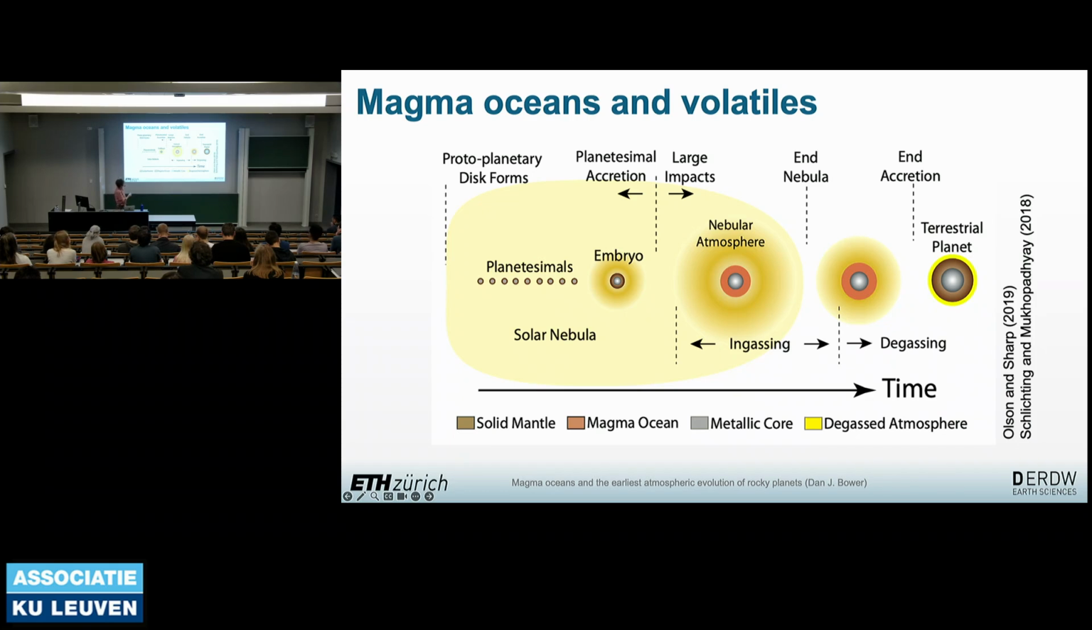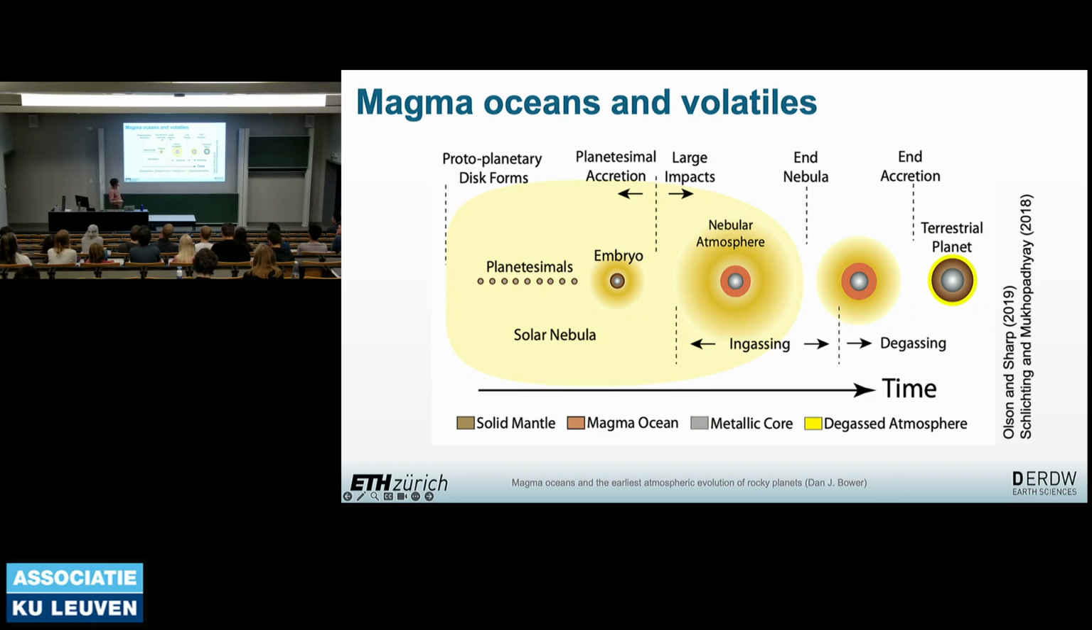So this forms a so-called nebular atmosphere, and this is also occurring at the same time as you're differentiating your iron and your silicates inside the planet. Eventually, the nebular gas will dissipate, and then you've sort of turned the switch the other way, and now the volatiles that were in the interior could begin to degas, okay?